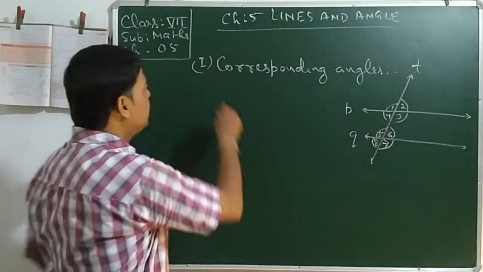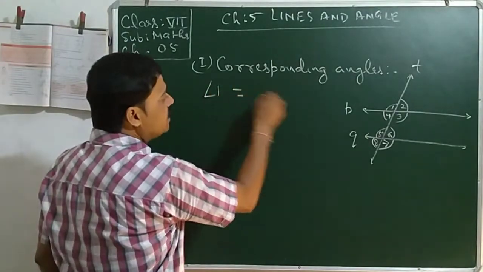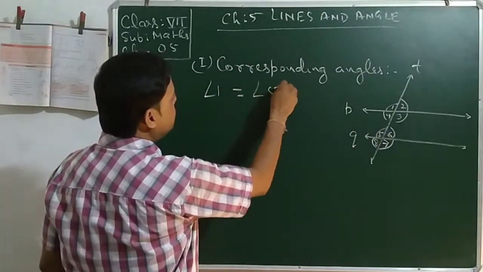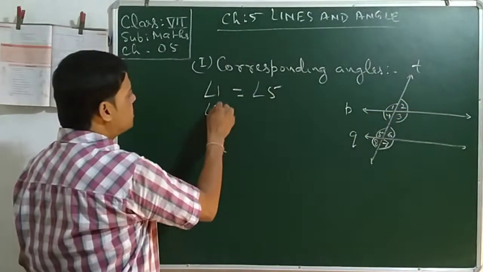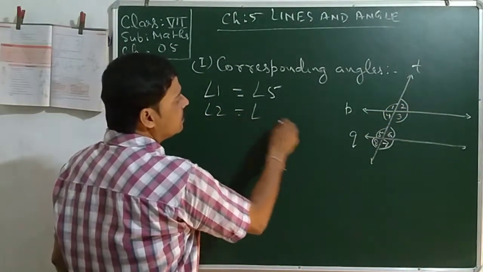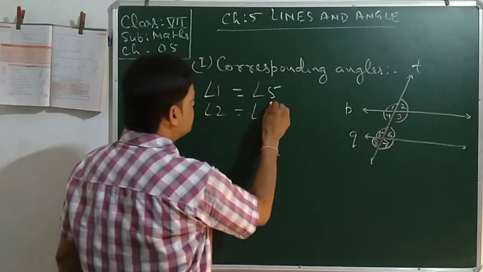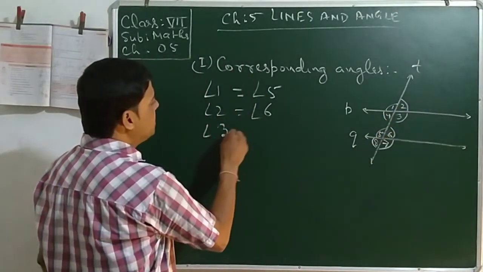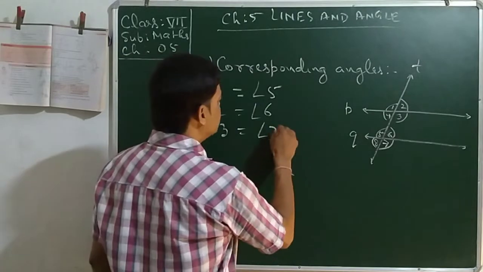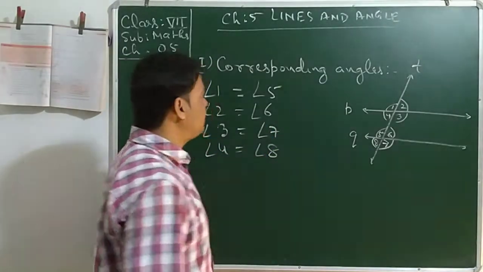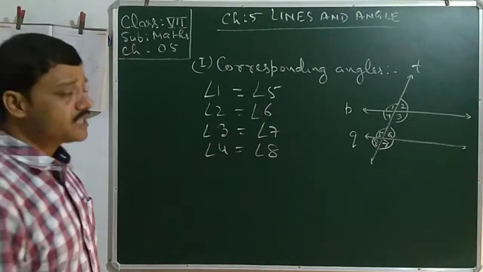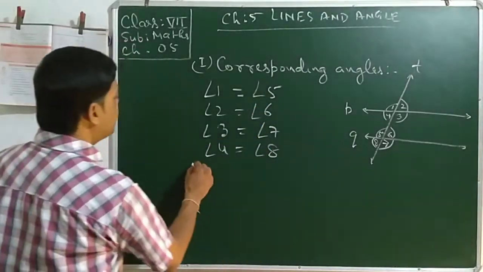So we can say here angle 1 is equal to angle 5 as corresponding angles are equal. Angle 2 is equal to angle 6. Angle 3 is equal to angle 7 and so on. Angle 4 is equal to angle 8. These are corresponding angles.